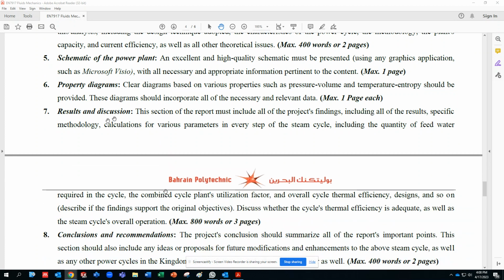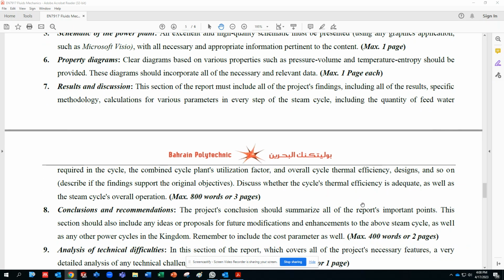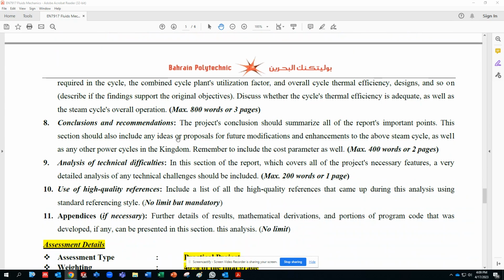In the results and discussion part, you have to include all your project findings, including results, specific methodology, calculation of various parameters, stepwise, including the quantity of feed water, and the calculations for other parameters such as efficiency of the power plant and utilization factor, overall efficiency of the plant, etc. Everything should be included in the results and discussion part. And after that, what are the conclusions and what can you recommend for further improvements?